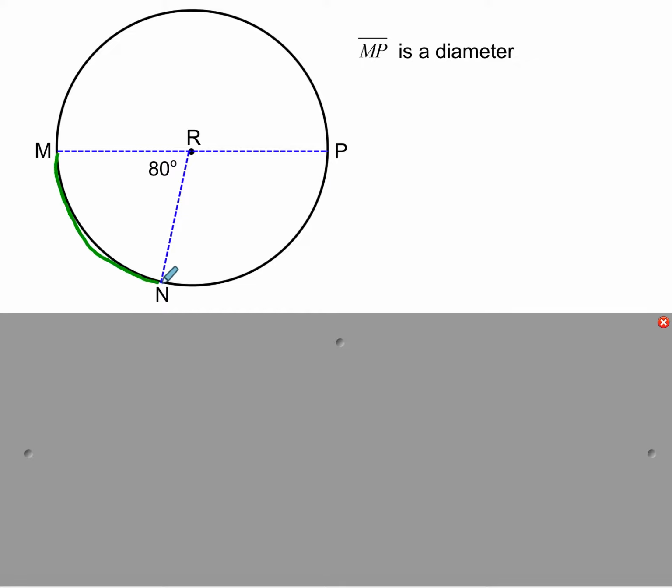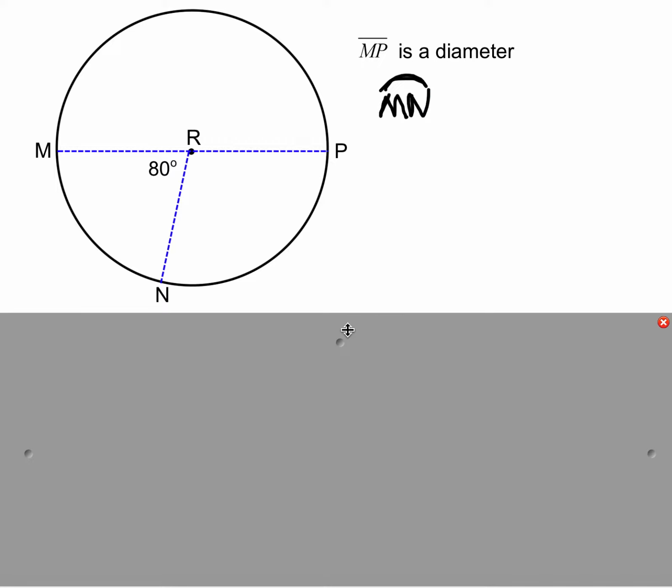That clearly is an arc. The measure of that arc will be the same as the measure of its angle. So its central angle is 80 degrees, so the measure of this arc would be 80 degrees. The way that we refer to this arc in notation is like this. That is arc MN, and we draw a little curved line above it. That's how we refer to arc MN.